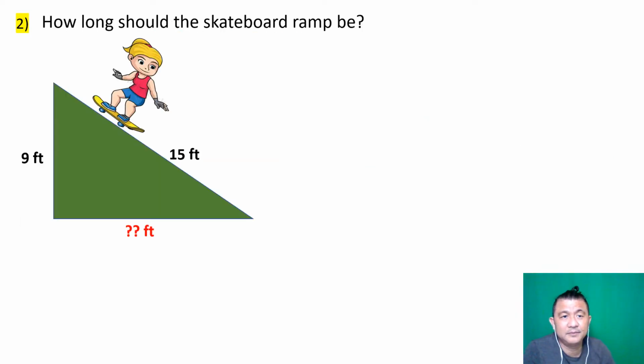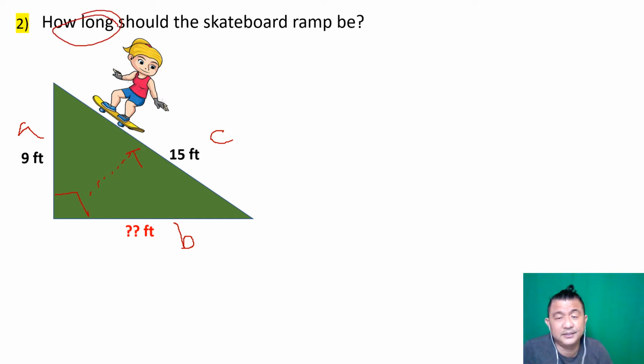Okay, second problem: how long should the skateboard ramp be? Okay, if you analyze the ramp, obviously the longest side, the one opposite the 90 degrees, is the c. You're the c, you're the a altitude, and you're the base. The base will be how long it would be, okay?